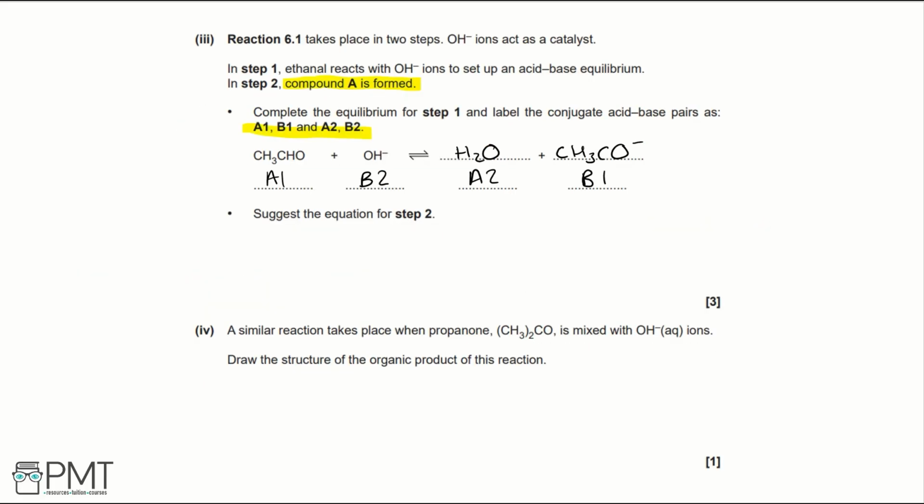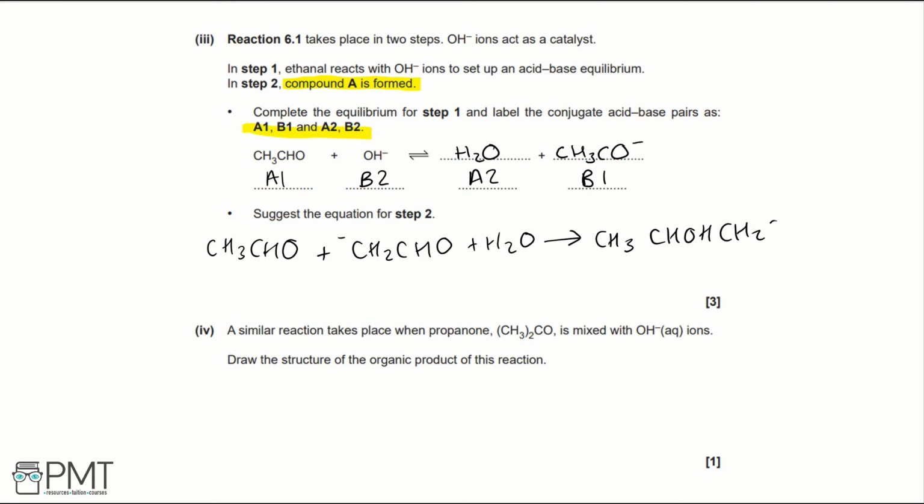If we copy this for part 3 in our answer line, that would be CH3CHO plus CH2CHO minus plus H2O forms compound A, which we can write as CH3CHOHCH2CHO, and OH minus ions. To get the 3 marks for this question, you get a mark for having the correct equilibrium equation, a mark for the correct labels, and a mark for the correct equation for step 2.